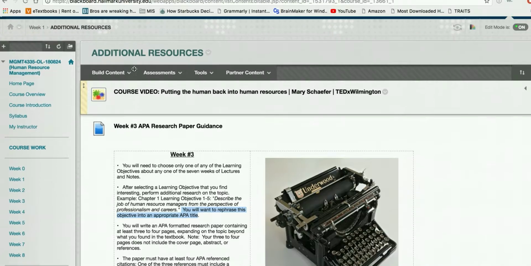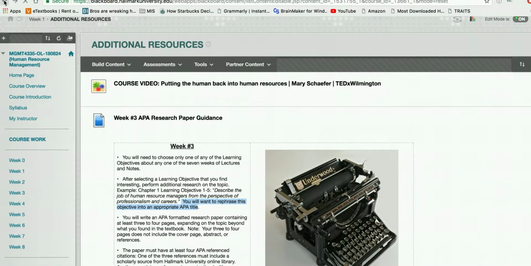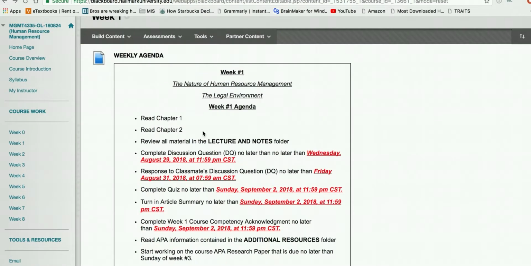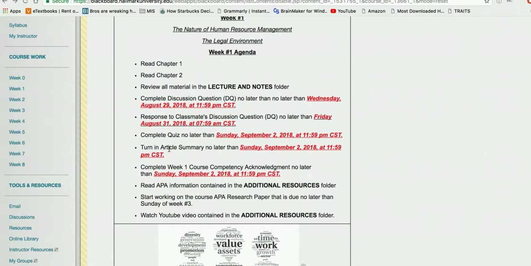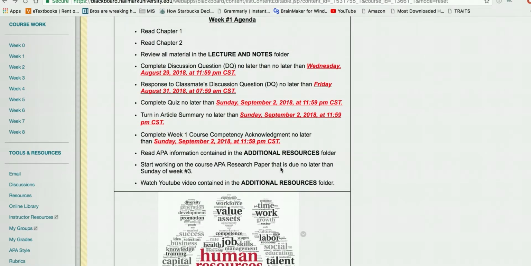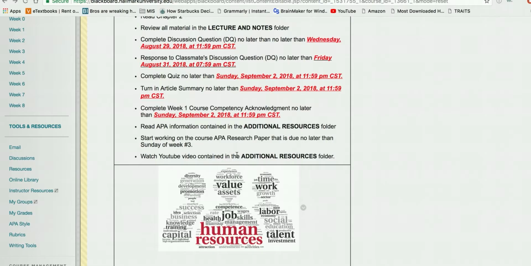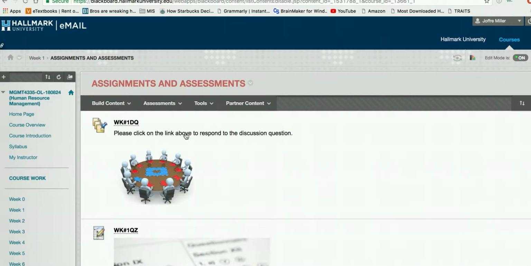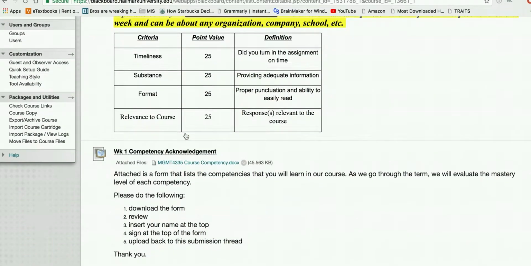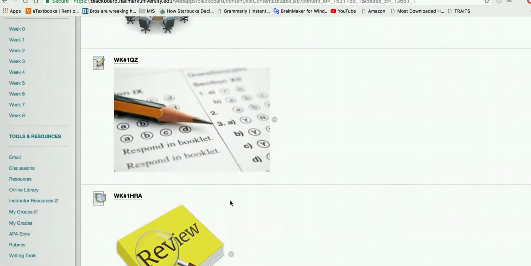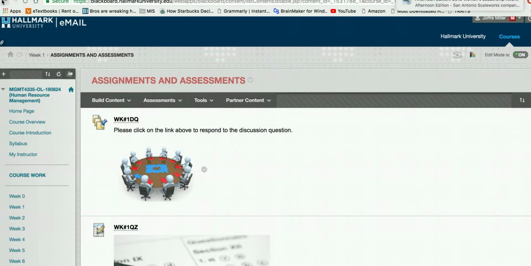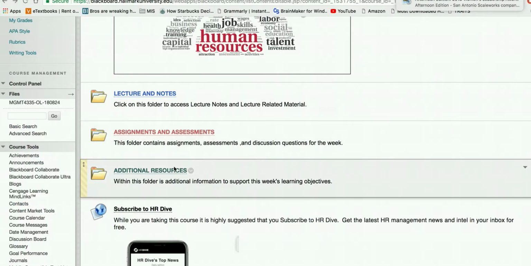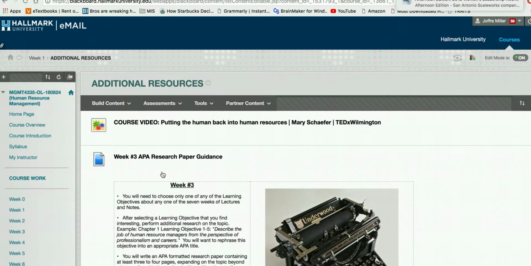And in this section too, if you go back under the weekly agenda, it does say read the APA information contained in additional sources, start working on your paper, watch the YouTube video containing additional resources. So if you go there, usually that's listed down at the end. That's under assignments, I'm sorry. Let's back up for a minute. Under additional resources, I'm sorry.